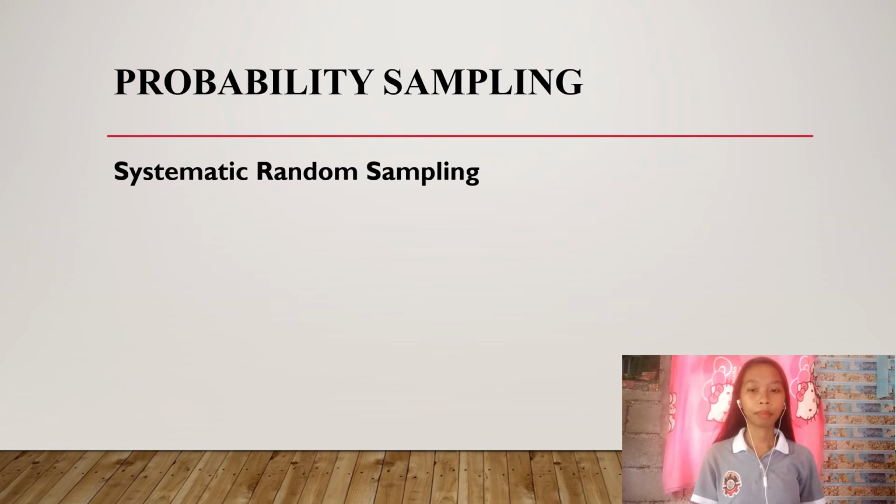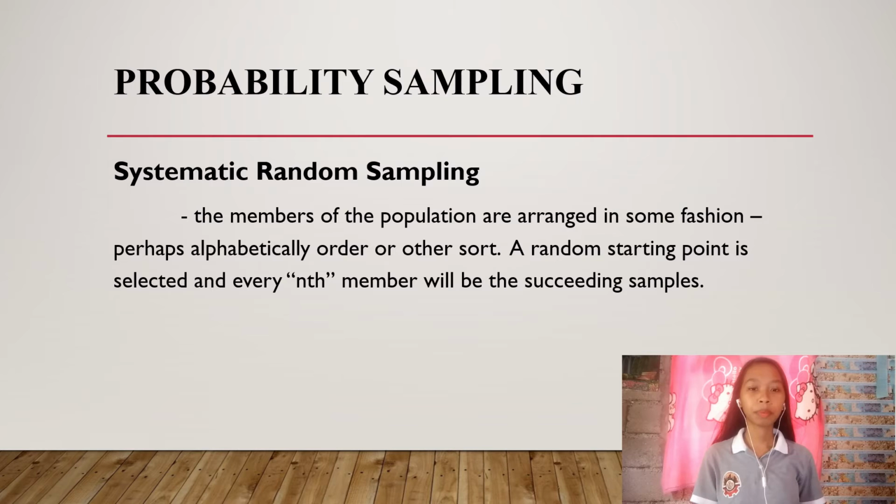Systematic random sampling. The members of the population are arranged in some fashion, perhaps alphabetically ordered or some other sort. A random starting point is selected, and every nth member will be the succeeding sample.